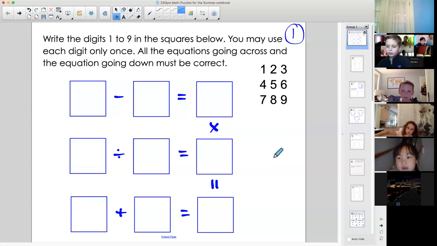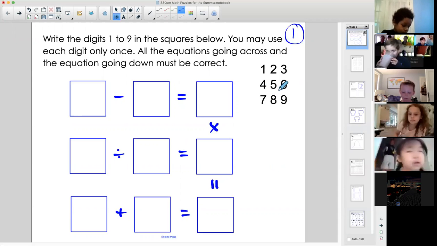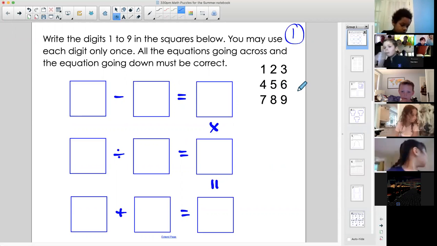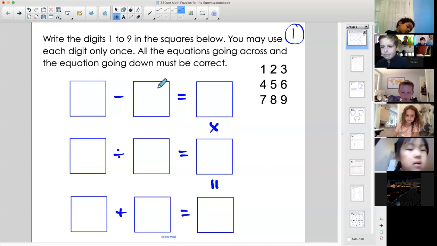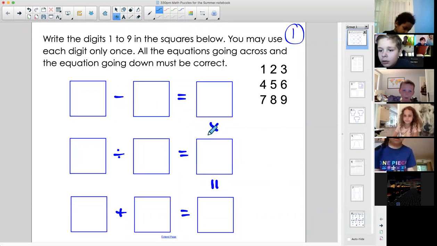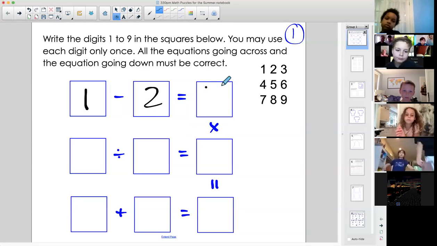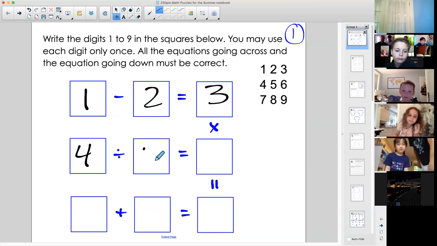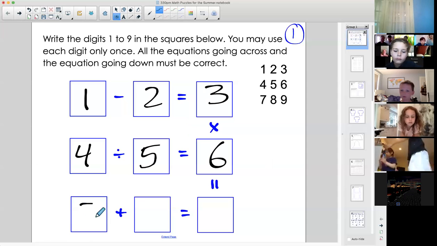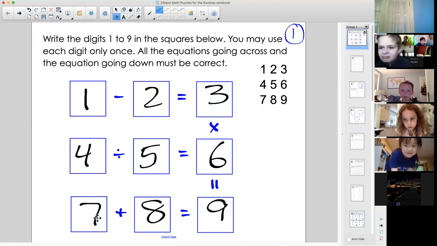Now, I want you guys to focus on this. Do you see how in this puzzle, we have to put the numbers 1 through 9, but every equation has to be correct? Now, would you guys like to see a really bad set of numbers? Watch this. If I just write the numbers like this, do those equations make any sense at all?